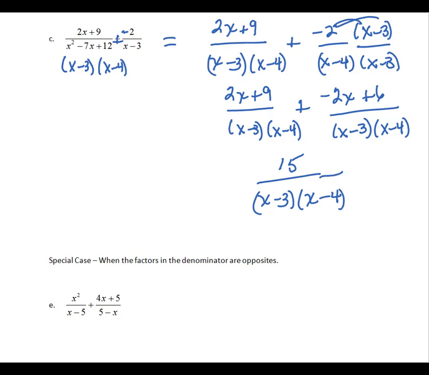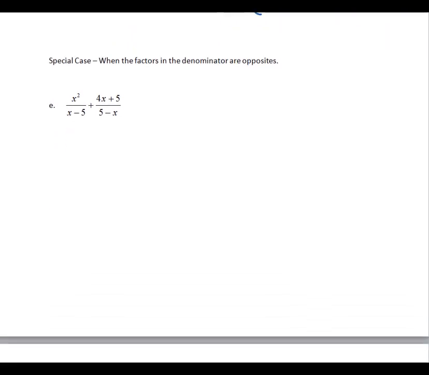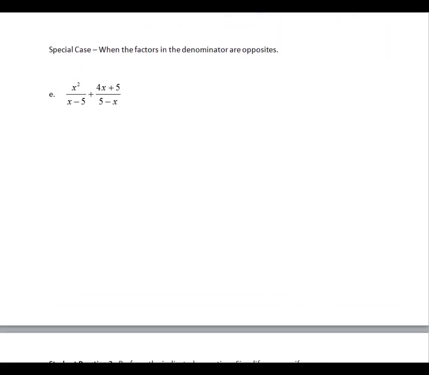All right, the last example is kind of what I'd call a special case. It's when the denominators are the opposite of each other. When you look at this, it almost looks like they have a common denominator already, but we have an x minus 5 in one and a 5 minus x. And we've talked about this before, that these are opposites of each other.